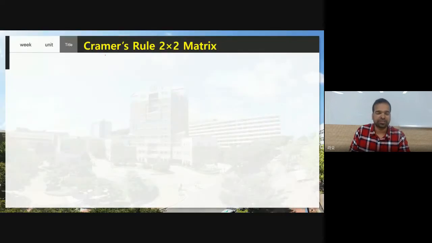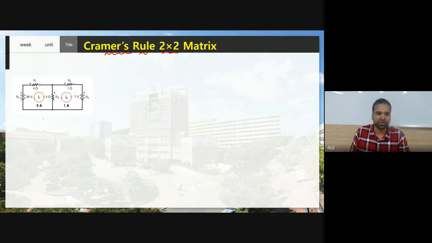Hello guys, in this video I am going to explain Cramer's rule for a 2 by 2 matrix. In our coming videos I am going to explain mesh analysis, super mesh, nodal analysis or super nodal analysis. For example, let us consider that here I have a system, or you can call it a circuit. Based on the circuit properties, we may choose one analysis to apply. For example, let us consider I have applied mesh analysis to this particular circuit to find some unknown parameters.